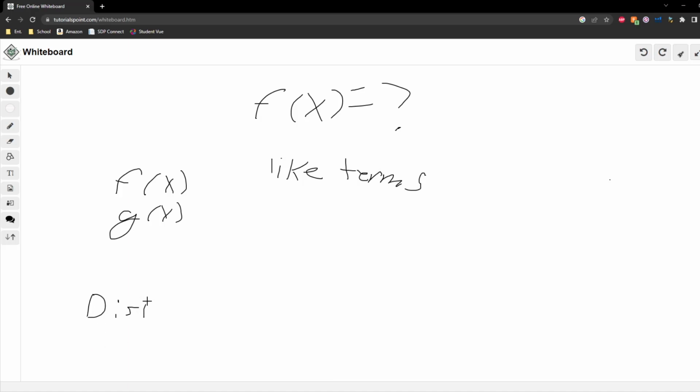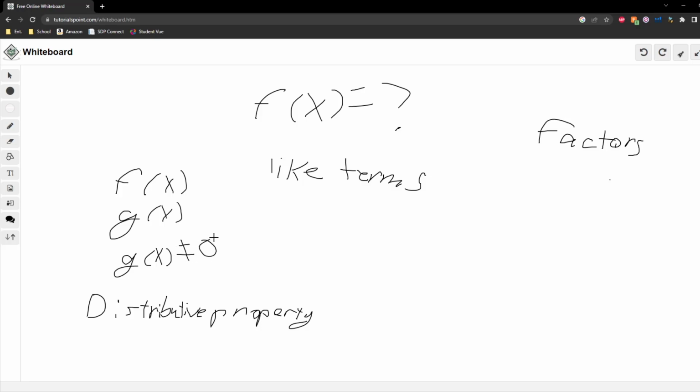F of x and g of x are both functions of x. They're just labels for different functions you'll be working with to avoid confusion. The only time differentiating them really matters is in division, because f of x will always be the numerator and g of x will always be the denominator. As such, g of x cannot be equal to 0 because you can't divide by 0.